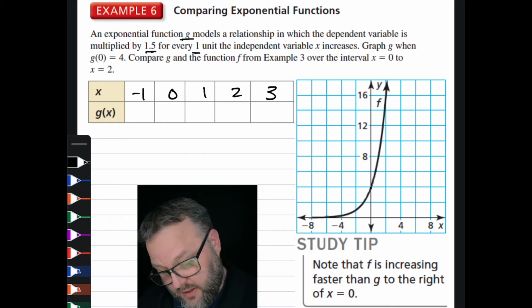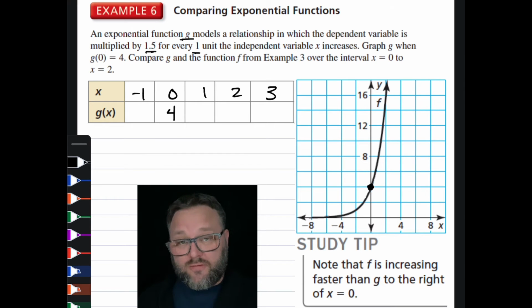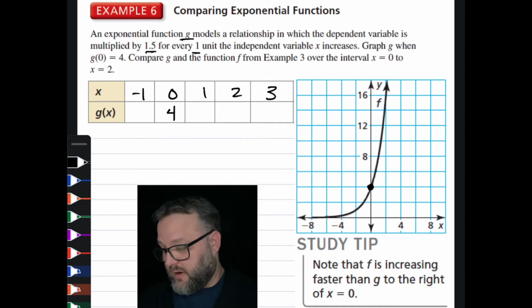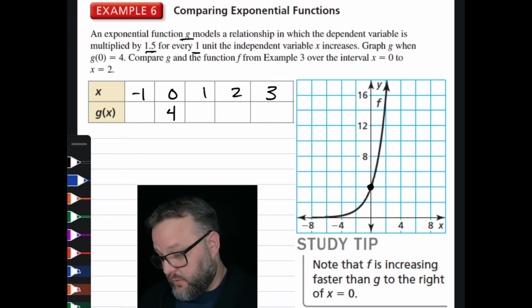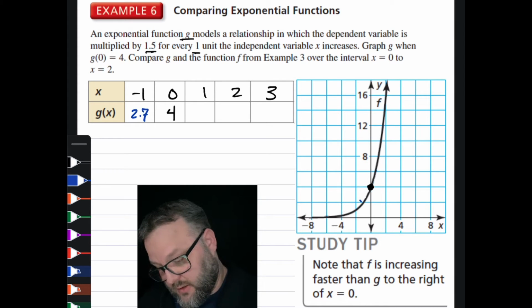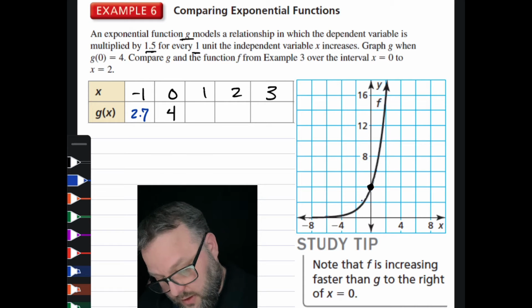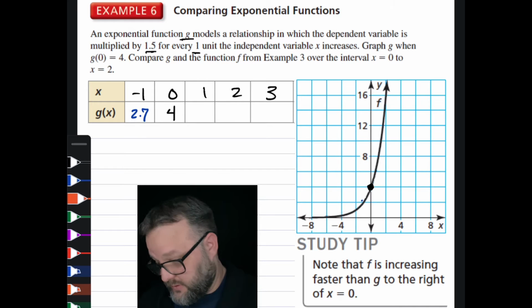All right, so this right here is the point they're going to share at 0 and 4. But this new g of x is increasing at 1.5. So what that means is I'm going to look at it when it's -1, and I'm going to get 2.7. So at -1, I'm going to be at 2.7, somewhere around in here. So all of a sudden, I'm already off of my parent graph. Can't make that any bigger, it's just doing some weird thing.